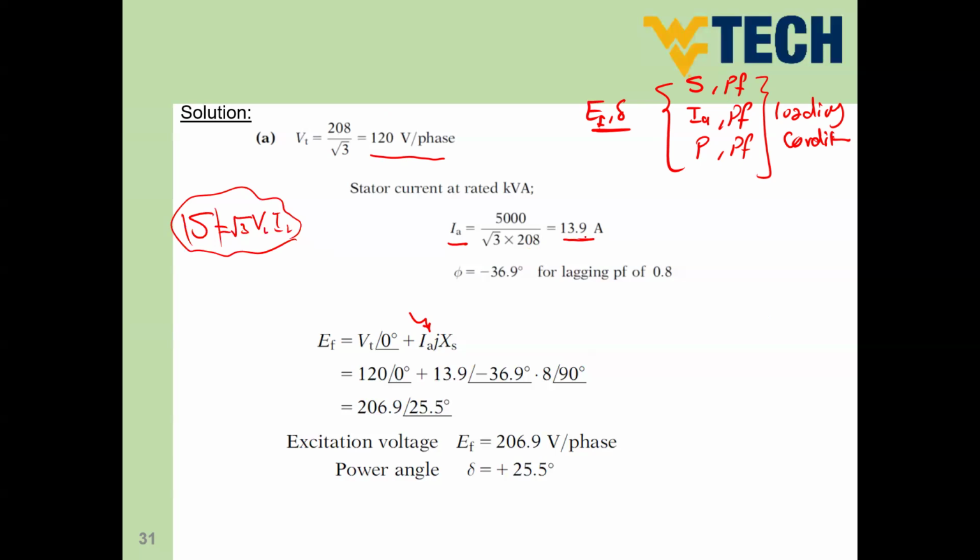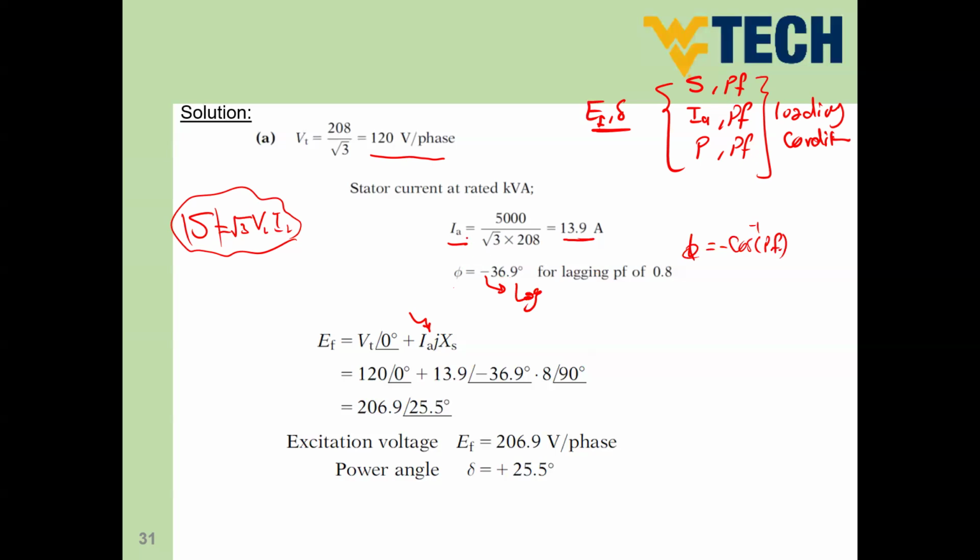We don't have the angle. In order to solve this equation, you have to have the current as a vector. So what is the angle? We can get the angle from the power factor. The power factor is 0.8 lagging. So we can say phi equals minus, because it's lagging, and the angle is cosine inverse of 0.8. So phi equals minus cosine inverse of the power factor, which is 0.8 in this case. So this is the angle.